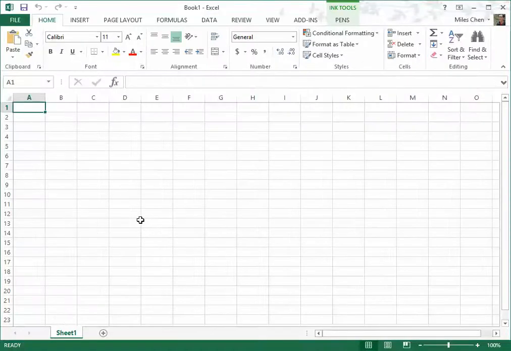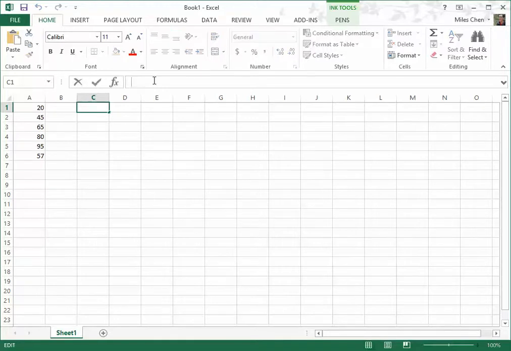Okay, so let's say in Excel you wanted to calculate the mean or median or standard deviation of any of these values. So let's say you type in a bunch of values: 20, 45, 65, 80, 95, 57. If you want to calculate the mean, are you guys familiar with using formulas in Excel? I hope. No? Maybe? Okay. It's been a while.